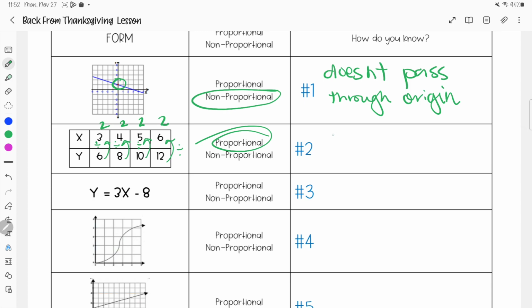So you could just put something like, yes, every y divided by x equaled 2, or something like that. Or every y divided by x was the same, whatever you want to write.